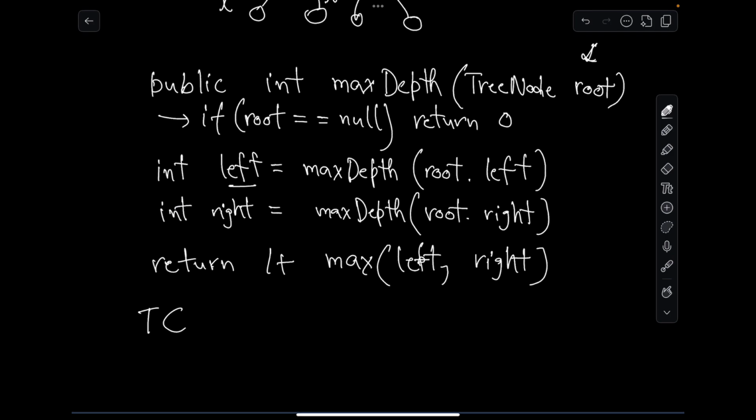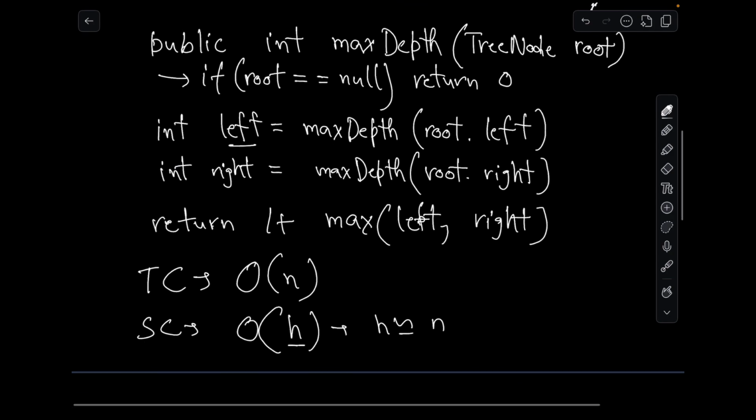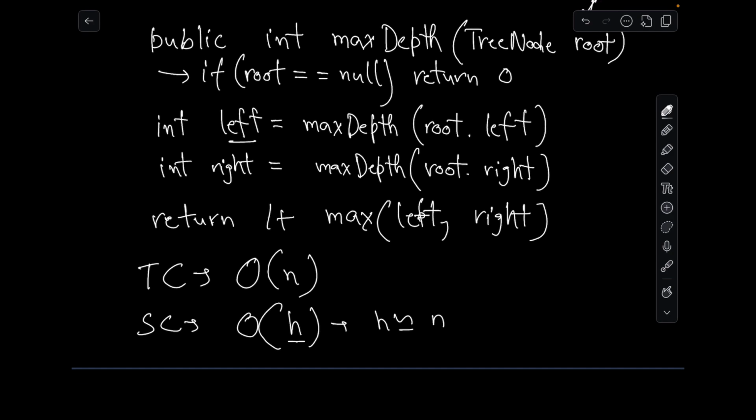Let me just give you the time complexity of this solution. You will be visiting each node at max just once, so the time complexity would be O(n), where n is the number of nodes. The space complexity would be O(h), where h is the height of the tree. When you are doing recursion, there is memory consumed by the stack trace, which is the height of the tree. In the worst case, this h could be almost equal to n when your tree is skewed. So the space complexity would be O(n) in the worst case.